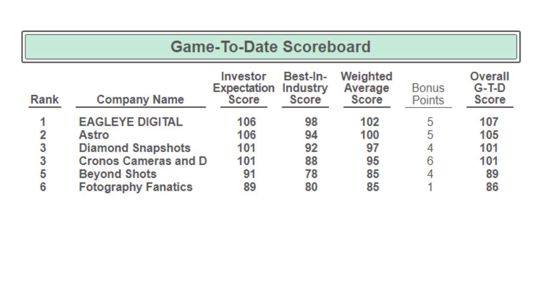So we have Team E at 107, 1st place. Team A is in 2nd, so they were in 3rd just for that year, but overall they're in 2nd at 105. Team D is at 101, Team C is at 101, Team B is at 89, and Team F is at 86. So then again, I commend Team B.